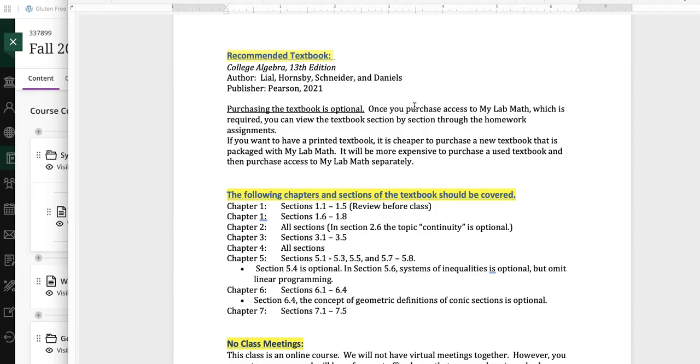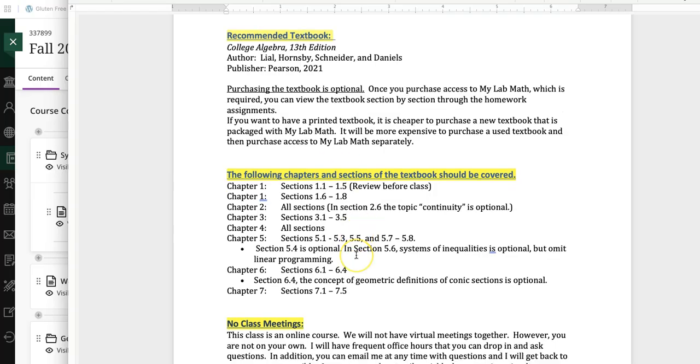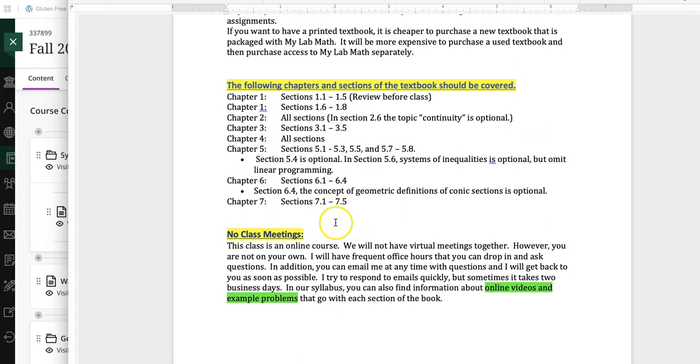You can use the online textbook, the e-textbook, through MyLab Math if you like. However, if you want a printed copy, you can purchase a textbook with a printed copy. Just make sure it includes the MyLab Math as part of the package so that you're not buying them separately. We will cover the first 7 chapters of the book.